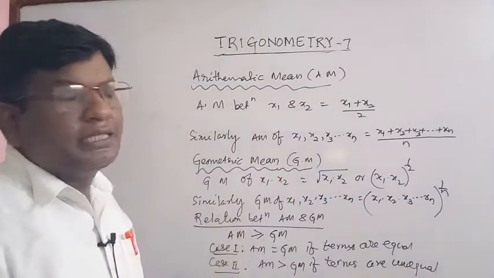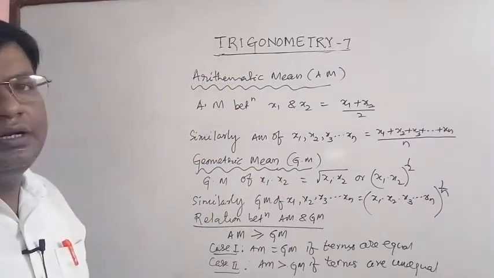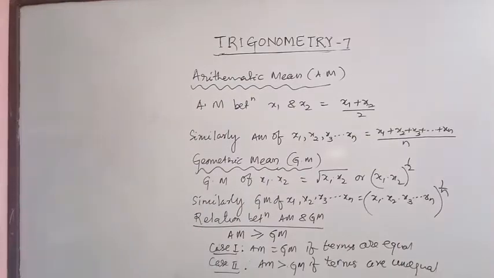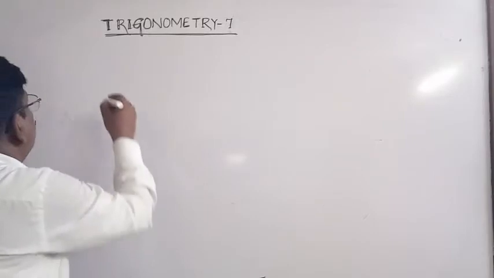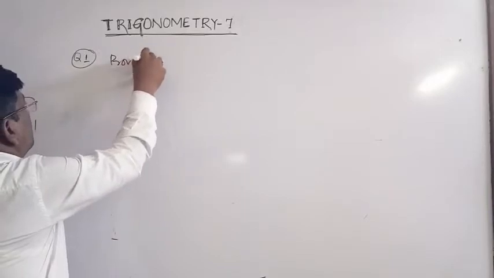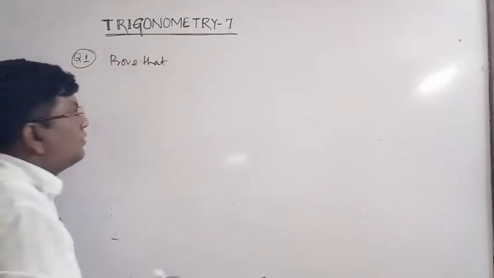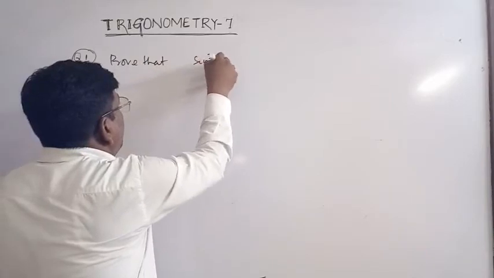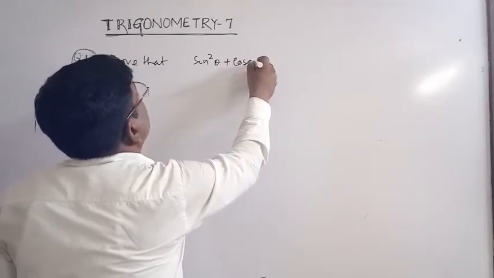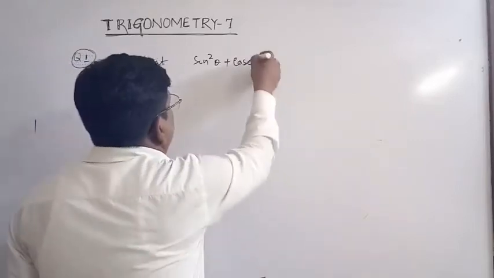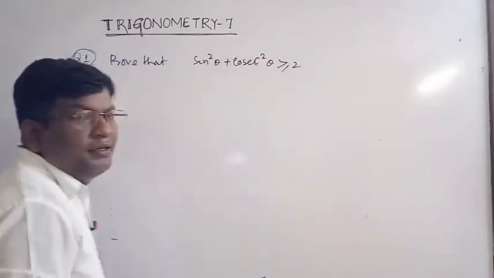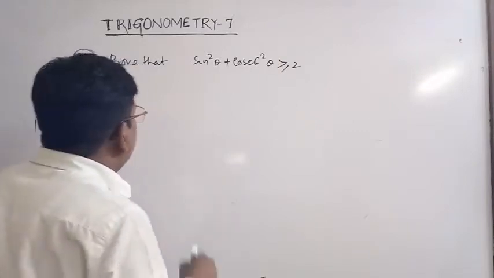These are the concepts of AM and GM. Now let's do some problems regarding AM and GM. Prove that sin square theta plus cosec square theta greater than or equal to 2. Okay, this is the AM and GM related question solution.